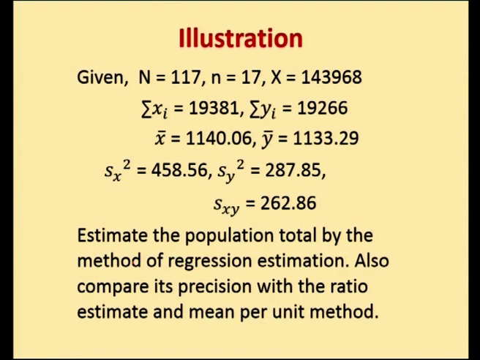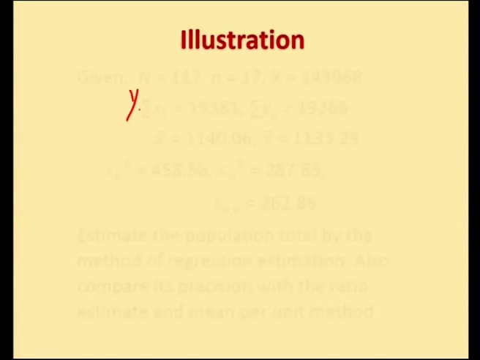Now, we will have an illustration to explain the regression method and comparison of regression with ratio and mean per unit. We are given the capital N, that is population size, to be 117, the sample size is 17, capital X is given and summation xi is given, summation yi, small x bar, small y bar also given. We have Sx squared, Sy squared and values of Sxy. We have to estimate the population total by the method of regression estimator, and also compare its precision with the ratio estimate and mean per unit method. We will solve this problem.